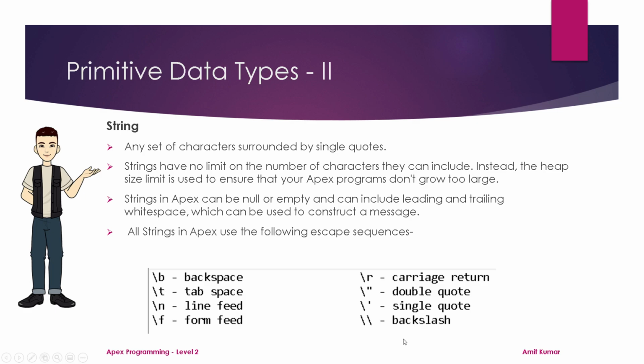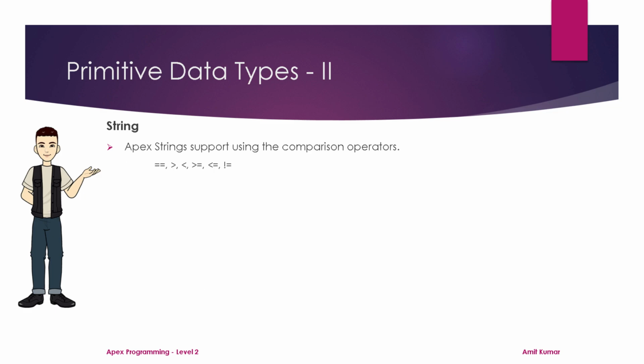Now suppose we know that strings are used in single quotes and we want to print a single quote inside single quotes. Then in those situations, we use a backslash single quote. Similarly, a backslash double quote is used to print a double quote. Suppose you want to print a backslash itself, then backslash backslash is the escape sequence. Apex strings support comparison operators.